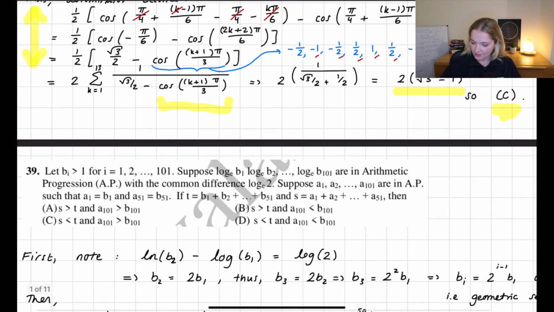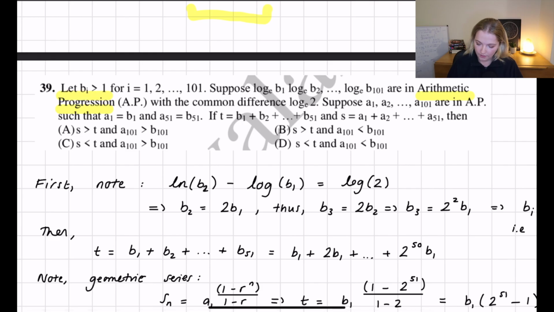But we'll move on to the third question. Let b_i be greater than 1, for i from 1 to 101. And we have supposed that log base e of b1, log base e of b2, all the way to log base e of b101, are in arithmetic progression with common difference log base e of 2, and we suppose that a1 up to a101 are in arithmetic progression such that a1 equals b1 and a51 equals b51. And then we're saying t is the sum of b's up to b51, and the same for s, but for a's, and then we have some conditions that we need to deduce.